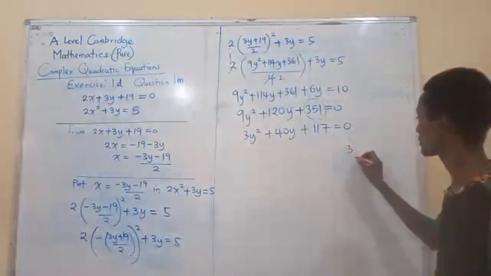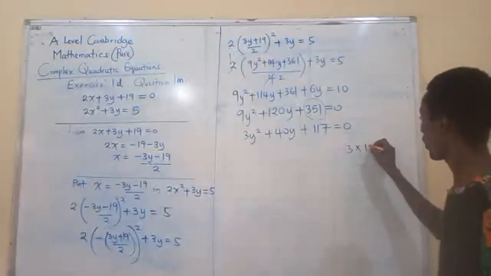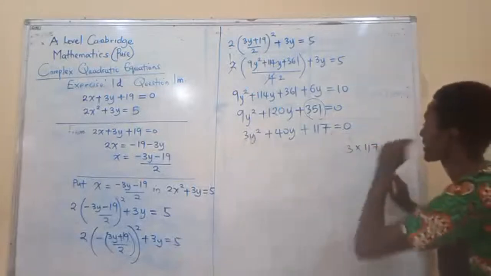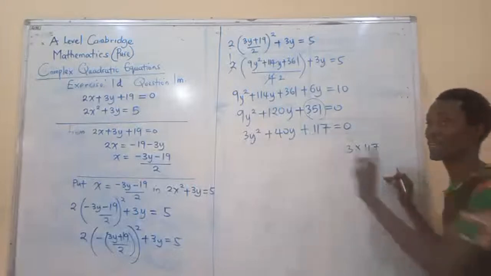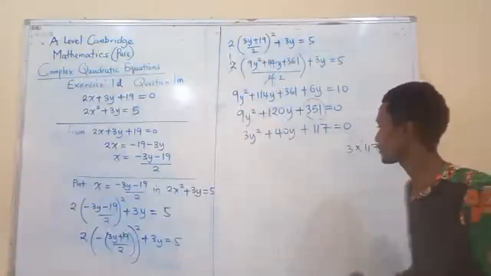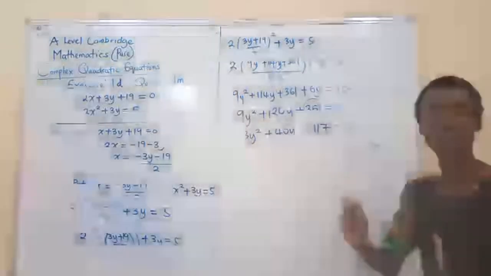This will be 3 times 117. So remember that this is positive. So it's established that the two factors I'm looking for must both be what? Positive. So what do I do? I will then look at this one.